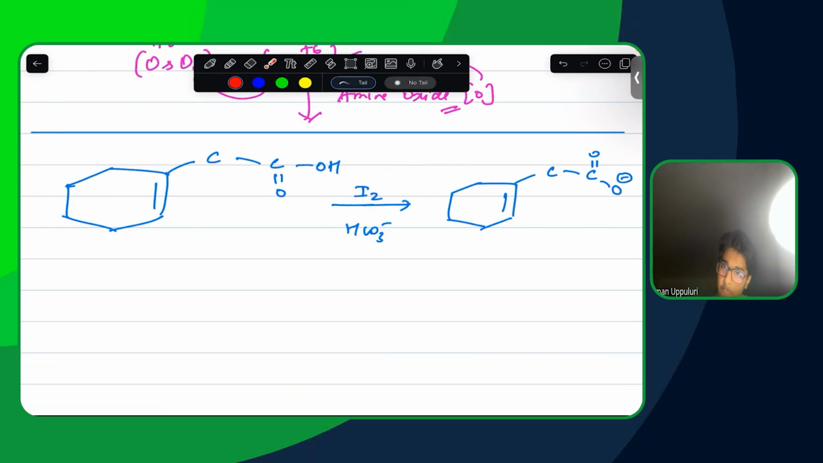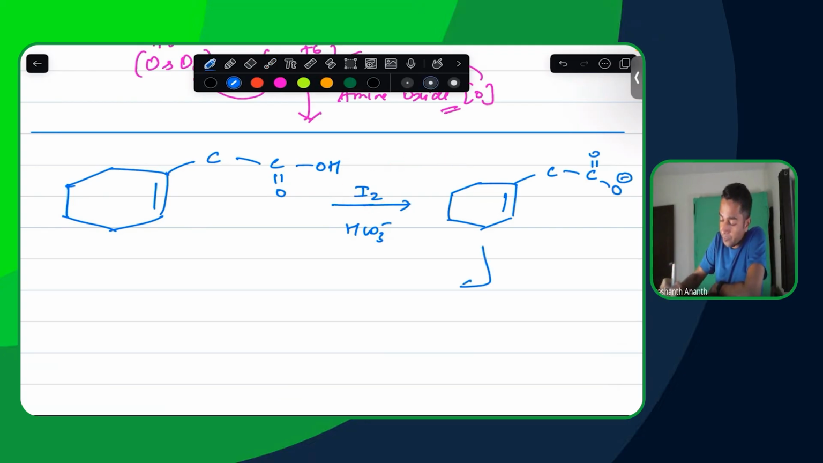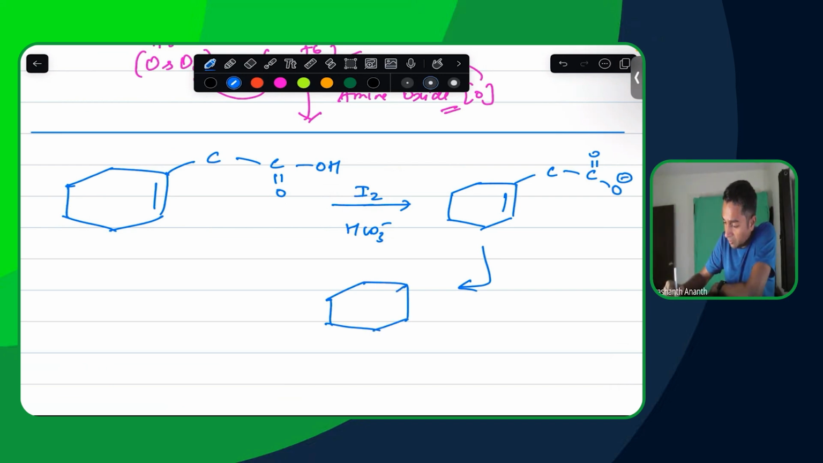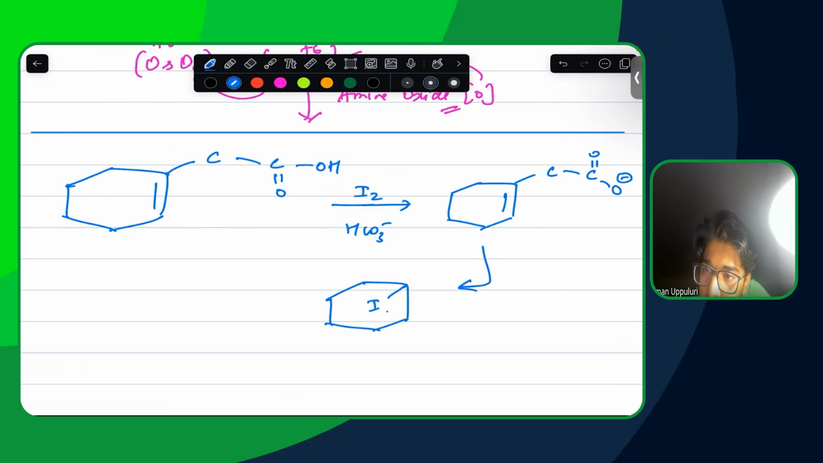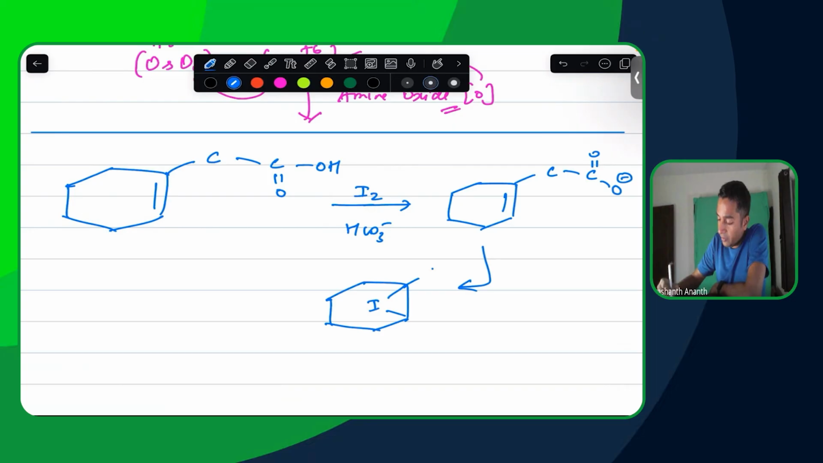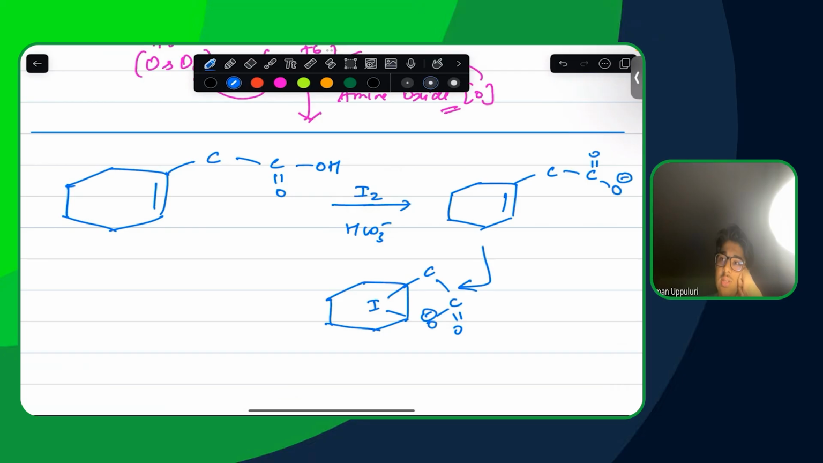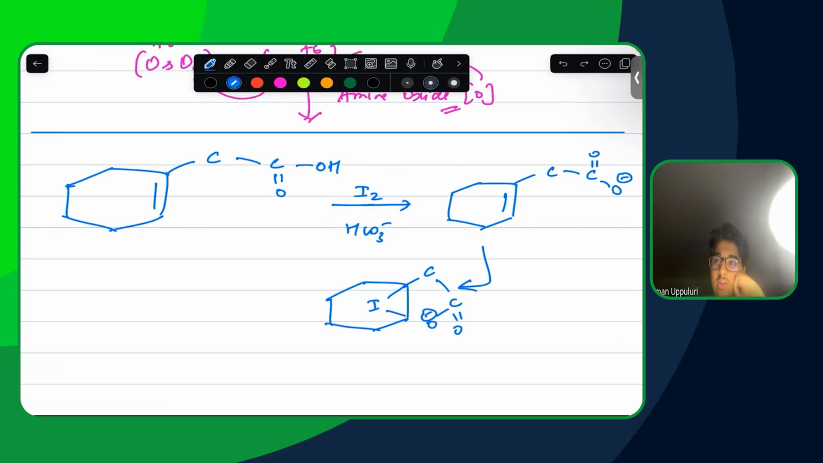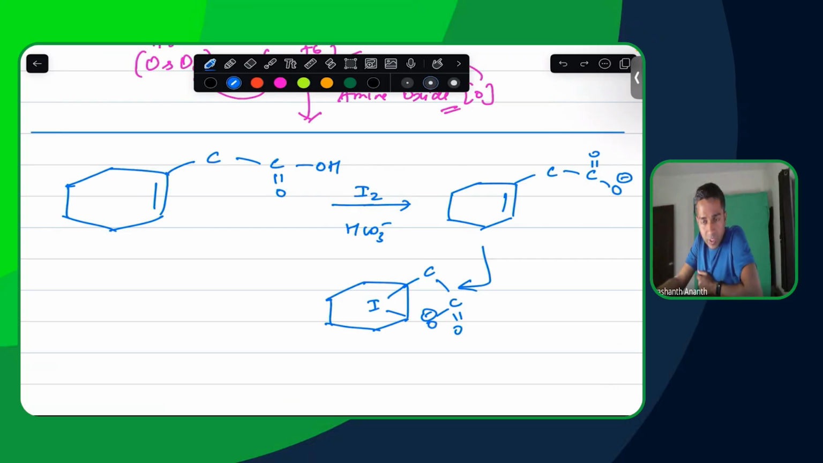So what will happen now? If I2 comes, then we will have the double bond, and we'll have carbon with C double bond O and an O minus. The O minus will attack, and then one I will go away. I suppose you understand what's happening?